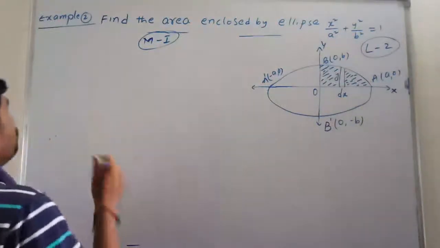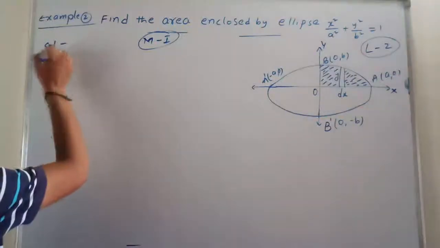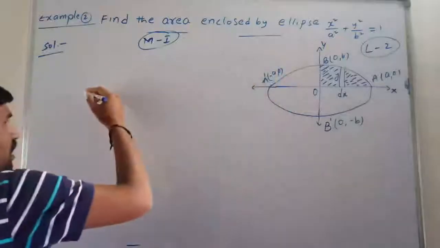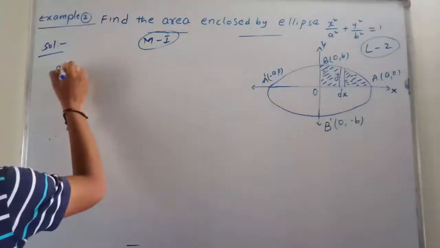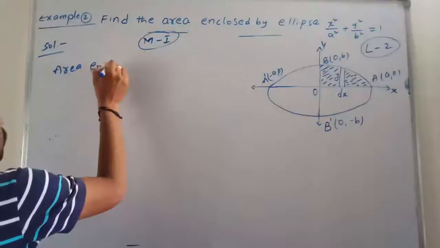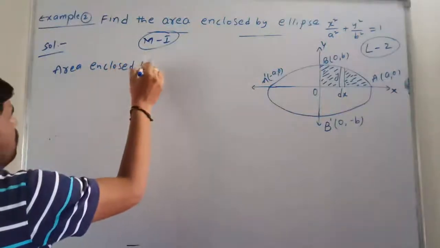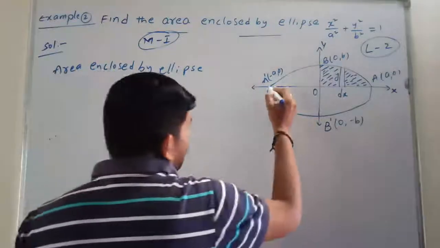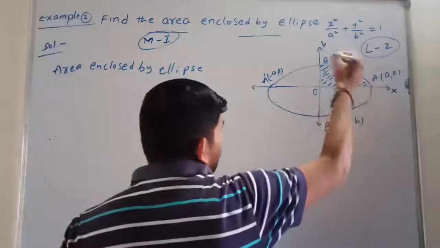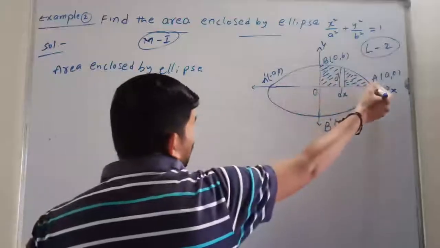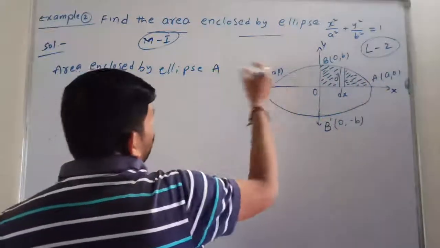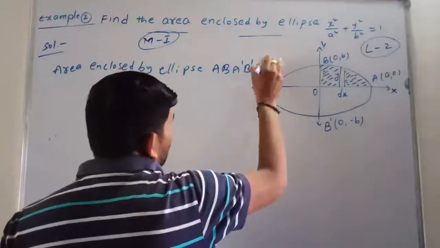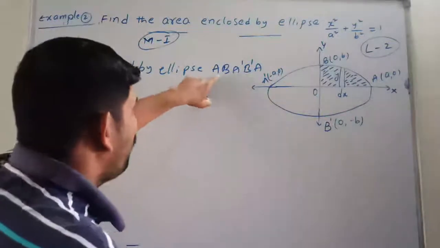So now observe friends, we are going to start the solution. Actually, the area enclosed by the ellipse. So now we can write here: area enclosed by the ellipse. What is the part? That is A dash, B dash, A, B, or simply we can start with A, B, A dash, and B dash again A. Yes, this is the part. We are finding the area of this part.